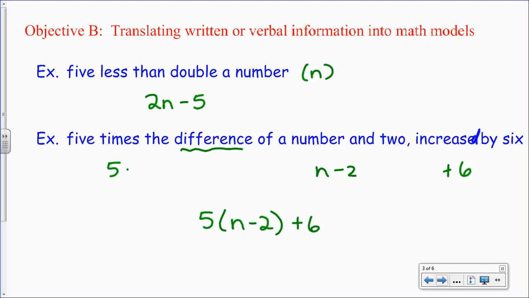Same thing if that had said sum. If that had said sum, you would have to use parentheses. So I'm going to write parentheses. If you see the word quantity, you're going to need parentheses. Like 2 times the quantity of a number and 2, like a number plus 2. Okay? Questions about these? Okay.